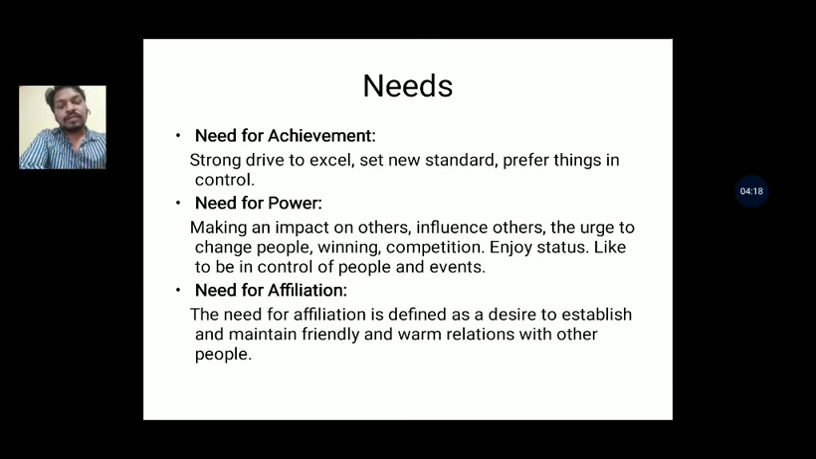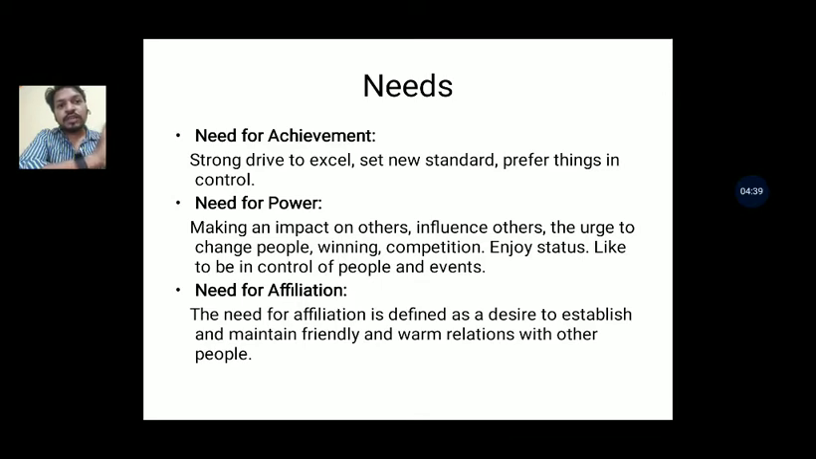Then we have a person who has a need for power. He wants to make an impact on others. He wants to influence others. He has the urge to change people. Winning and competition are always there in his mind. He enjoys status, the level that comes with a particular designation.